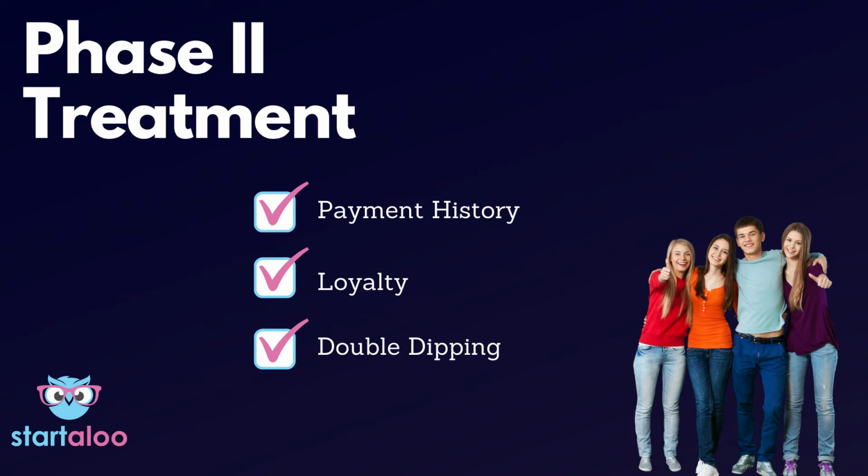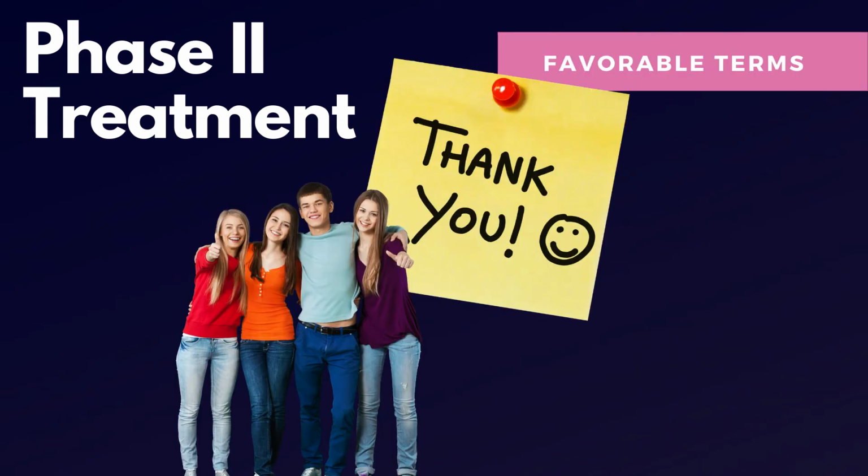So we started thinking about this from a patient profiling standpoint and thought, could we do something different to help this group? We have a payment history with our phase 2 patients. We have a loyalty, but there's this sense of double dipping. Could we offer them a more favorable term to get our phase 2 patients to convert? That was the question. So in my practice, a couple of years ago, we decided to put into Startaloo a patient profile group, and I'll show you how we did that, to offer phase 2 patients with good history very favorable terms.